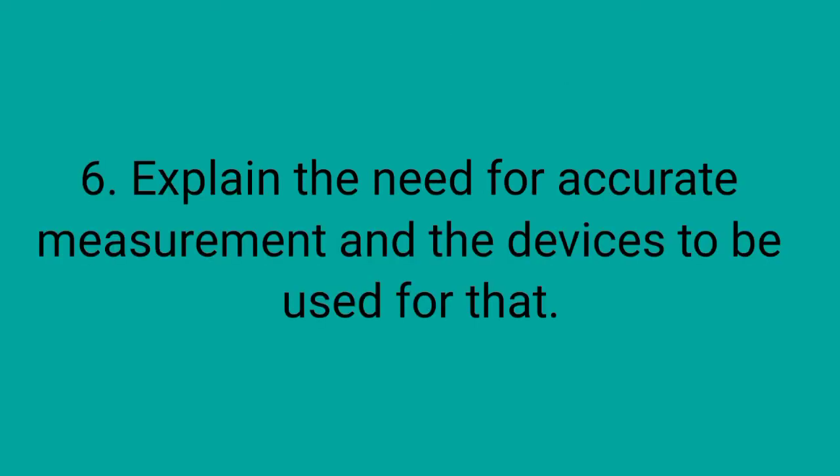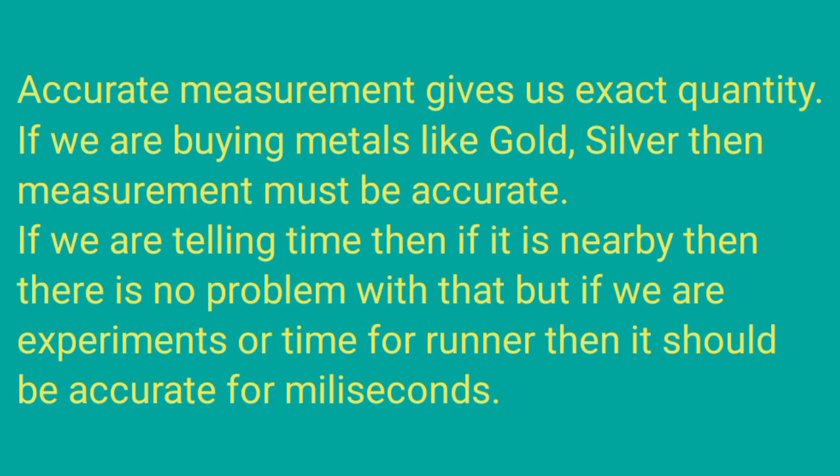Now question number 6, explain the need of accurate measurement and the devices to be used for that. So what is the need of accurate measurement? Accurate measurement gives us the exact quantity. If we are buying metals like gold and silver, then the measurement must be accurate, meaning the instrument we are using to measure these precious metals must be accurate. There should be no gap of even a milligram.